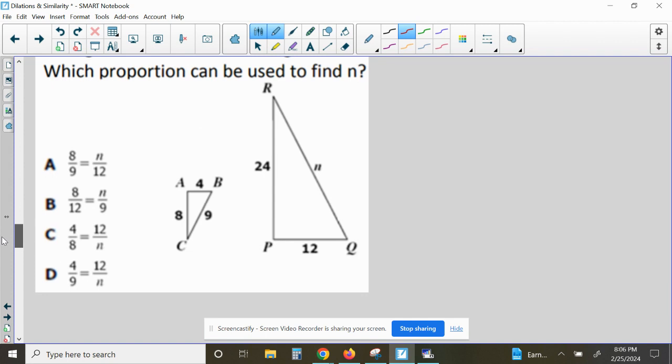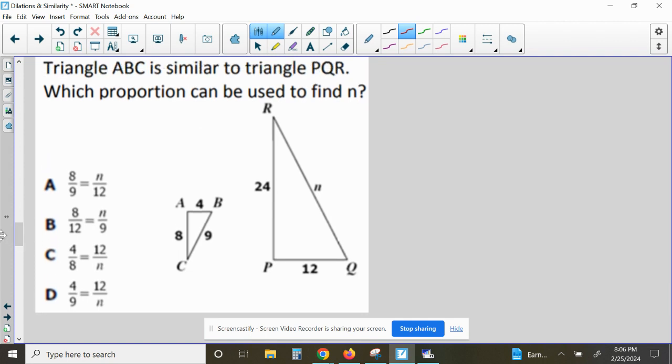Okay, this one here. Triangle ABC is similar to triangle PQR. So ABC is similar to PQR. You see how I like to do that? Because these are too spread out, I like to stack them. Which proportion can be used to find N? So let's check out this one. I'm going to do all colors. Remember, multiple choice are sucky.